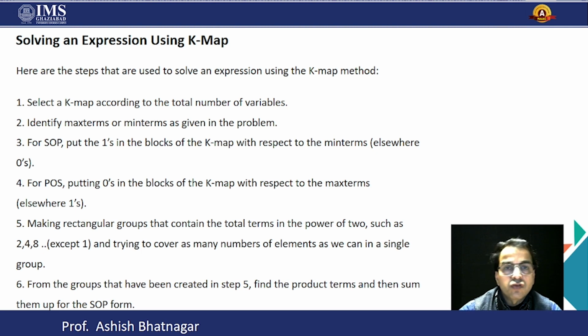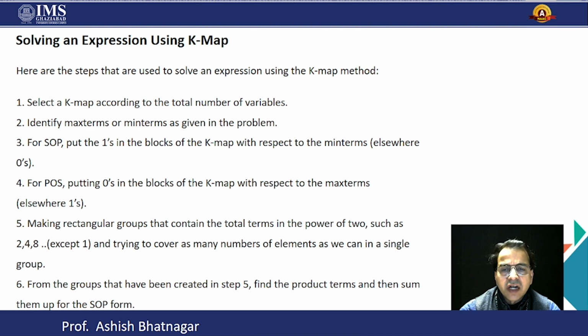So how do we represent the minterm or maxterm expressions? For SOP, sum of product, we put 1 in the block of the K-map with respect to the minterms, elsewhere 0. In case of POS, we put 0 in the block of the K-map with respect to the maxterm, elsewhere 1s. Then make rectangular groups that contain total terms in powers of 2, such as 2, 4, 8, except 1, trying to cover as many elements as we can in a single group.